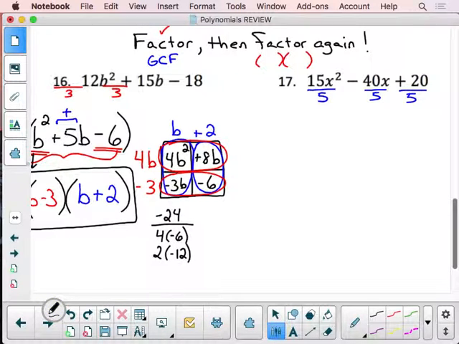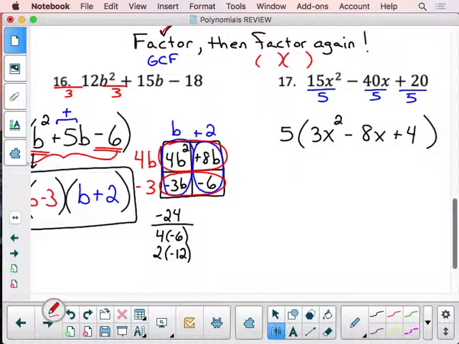So when I write this, I'm going to have my 5, and I'm going to draw one set of parentheses, and I'm going to tell you what I have left, which looks like 3x squared minus 8x plus 4. Alrighty. Now I'm asking myself, I've got the first check. I've got that out of the way. I've done my factoring. Now I've got to factor again.